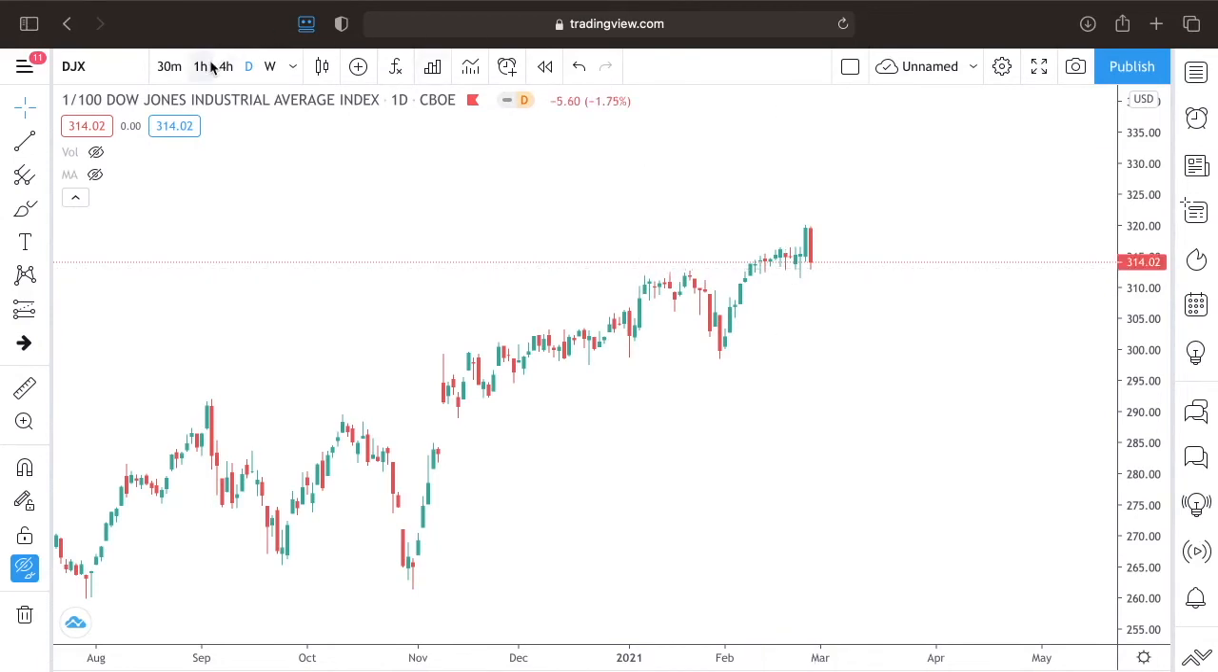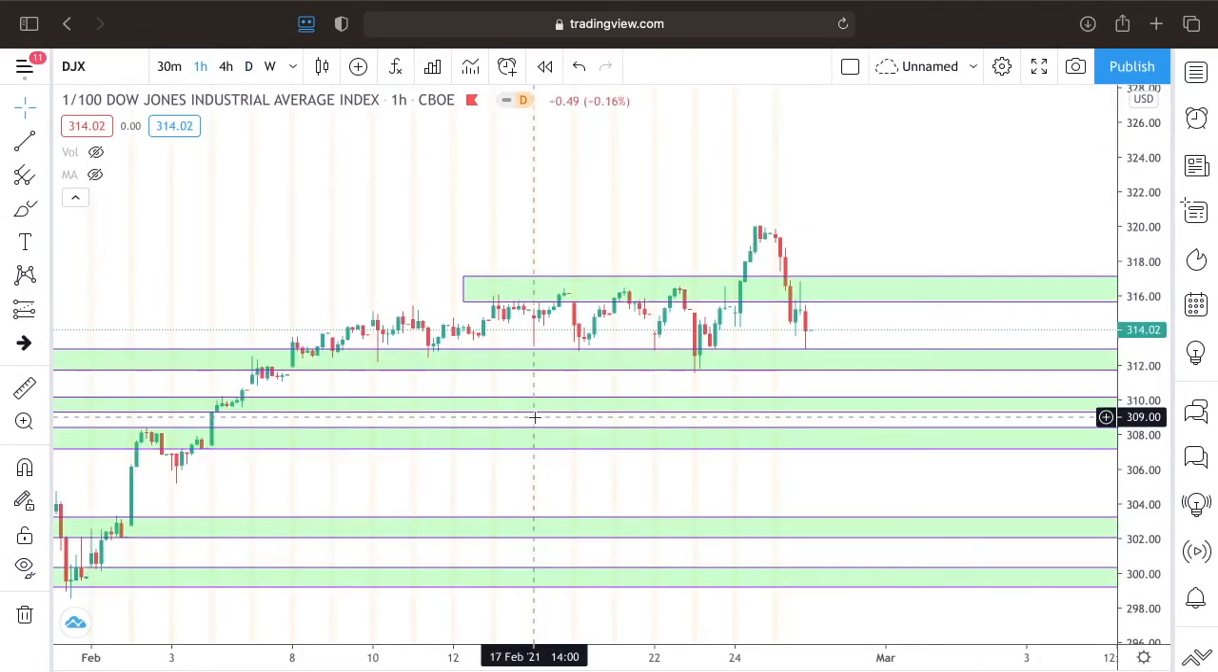Okay, let's go on to the 1 hour time frame and turn on the technicals to have a greater insight of what's happening with the Dow Jones.